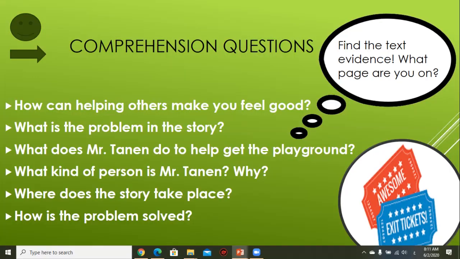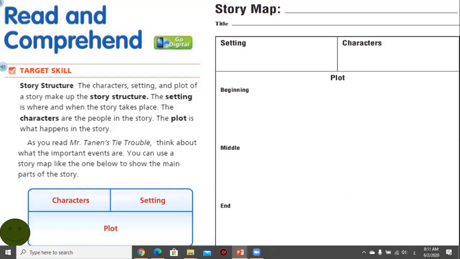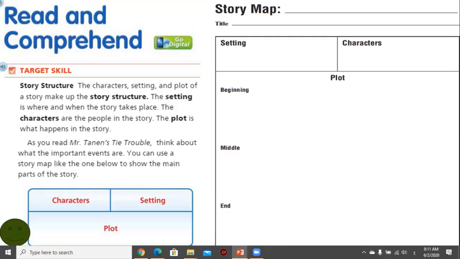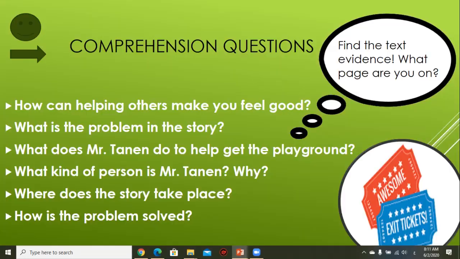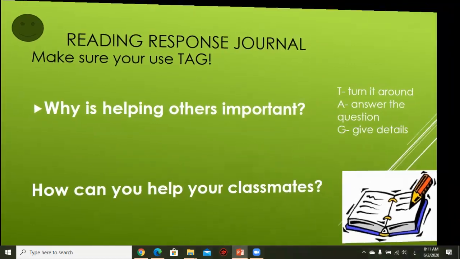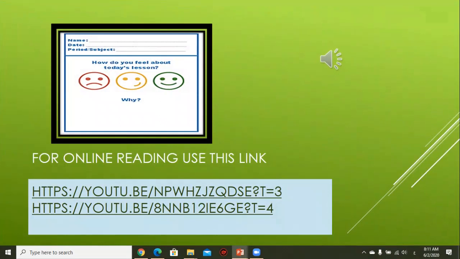Also, I have some questions for you. How can helping others make you feel good? What is the problem in the story? What does Mr. Tannen do to help get the playground? All of these questions will help you to write your graphic organizer that was on the first page. So those questions will help you to do the beginning, the middle, the end, and the setting and the characters for the story.